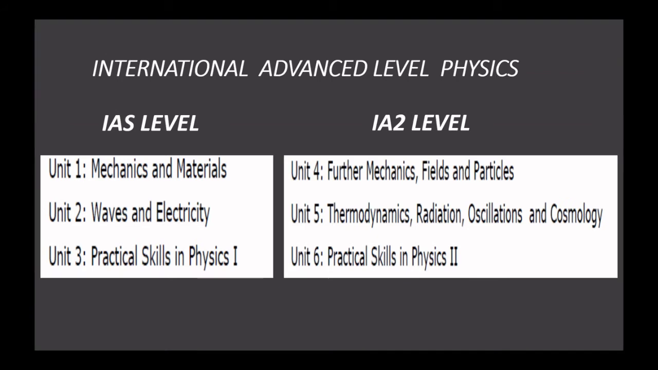International Advanced Level Physics Specification has two levels, IAS level and IA2 level. IAS level is covered in grade 11, the first three units, units 1, 2 and 3. The remaining three units are going to be covered in grade 12. So in IA2 level, we have three units, unit 4, 5 and 6.